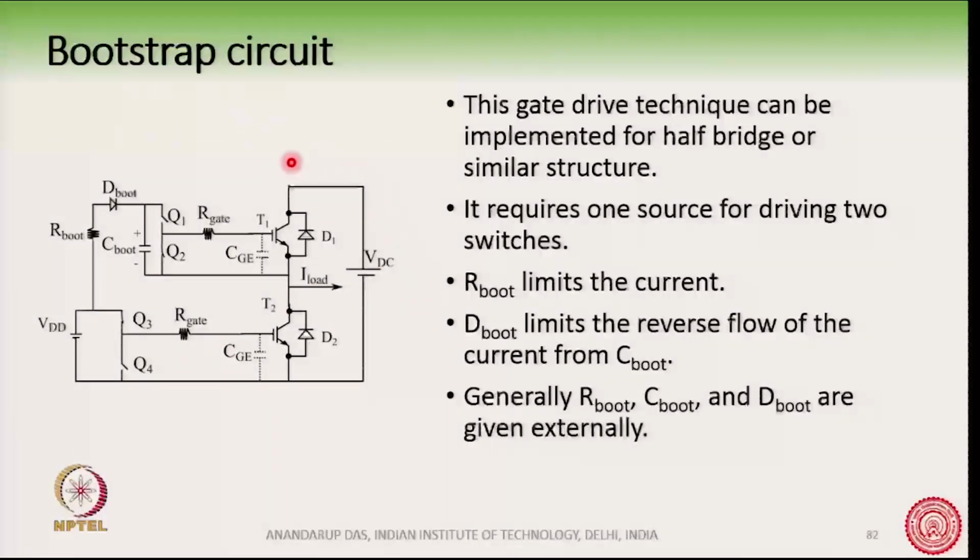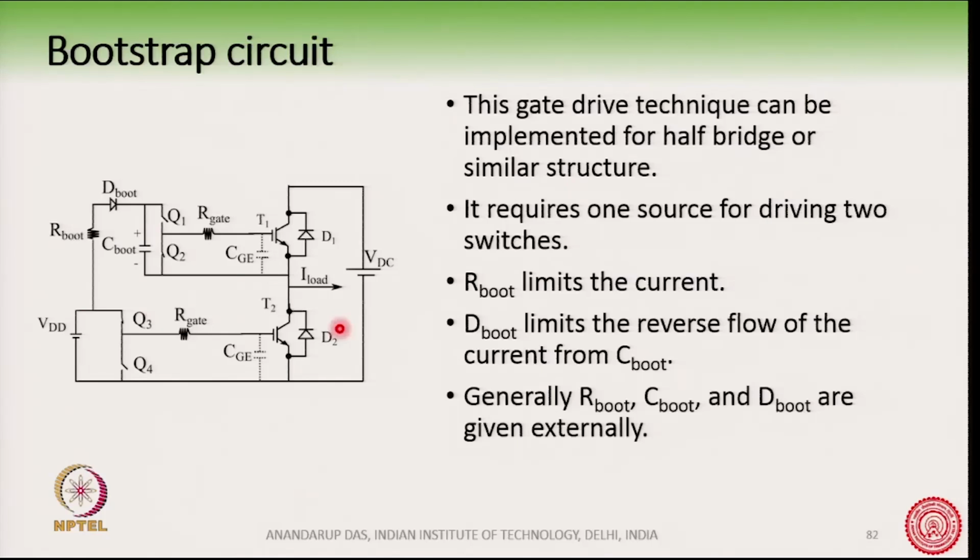So, you can see here, this is the power side, and you have the capacitances, you can also have the gate collector capacitances, not shown here. Then you have this single voltage source, and also four transistors here, Q1, Q2 and Q3, Q4, and some other elements like R gate, D boot, R boot and C boot.